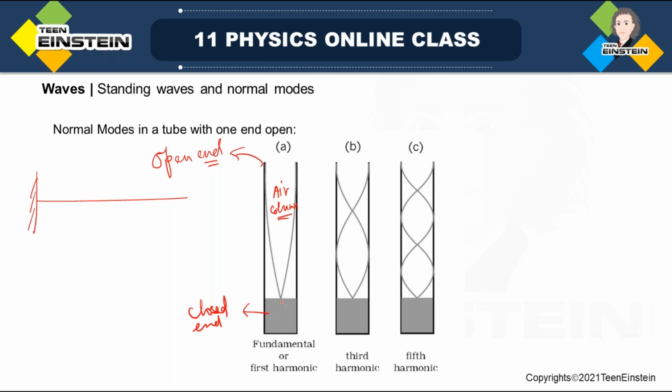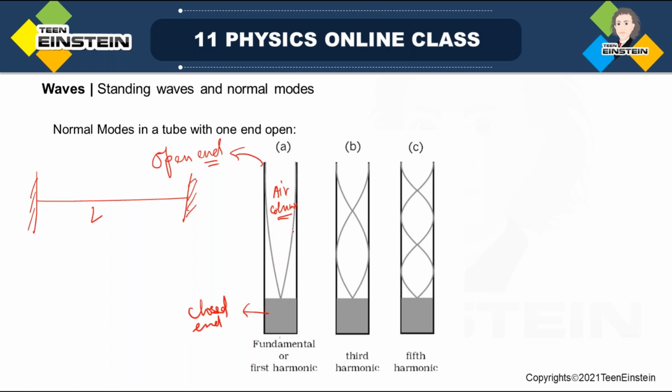How is it closed? See again. Not only closed, there is a level of water in the tube, and this level of the water we can increase or decrease to control the length of the air column. We could not do this in the case of a string, because if it is stretched between two fixed ends, then we cannot change the length. But in this case, the length of the air column can be changed.